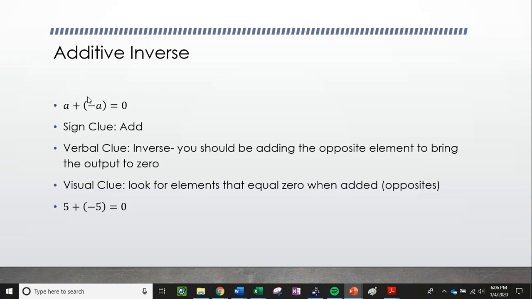But we want to think about the opposite of the identity to make the 0. And if we said A minus A, then it would not be living up to its name. So we're going to think about the opposite of the element, adding that to equal 0. So your visual clue here is to look for elements that equal 0 when added, or look for opposites. You know that the word inverse means the same thing as the word opposite. Okay, so 5 plus negative 5 is going to equal 0. If you have a 0 on the right-hand side, how did we get there? If we're adding, we added the opposite element, 5 plus negative 5.